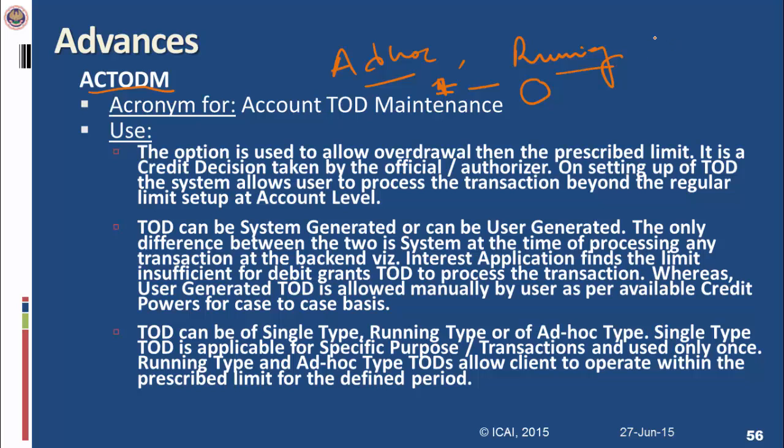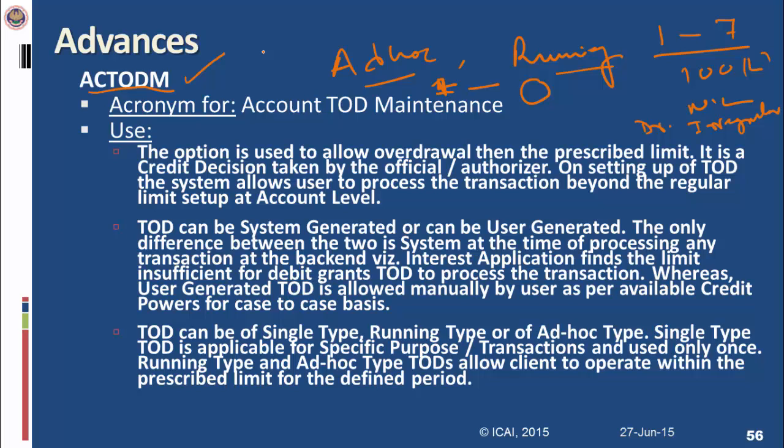Whereas in a running limit, if it is for, let's say, 7 days, and 100 lakhs is the limit, then for 7 days the limit will be 100 lakhs, post which it will be marked as nil. And if there are any debit balances, then the system will mark it as irregular. By working this way, the system will also collect the interest for the temporary overdrawal.